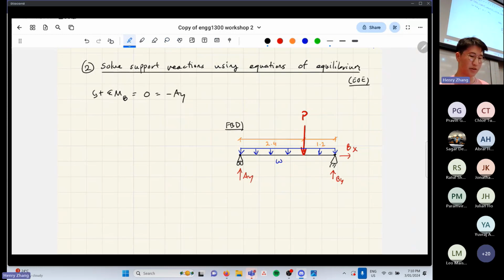All right, so we're looking at point B here, and AY is going to cause a clockwise moment, right? So it's going to be negative. And the lever arm is 3.6 because 3.6 is 2.4 and 1.2 added up, right?